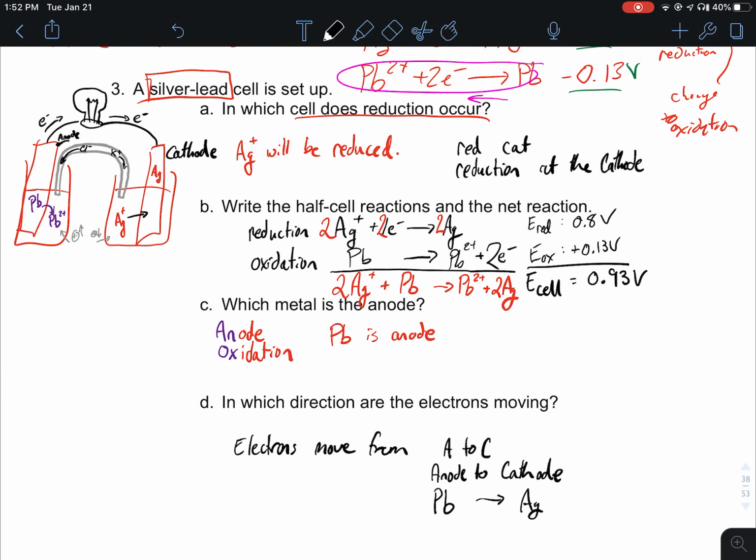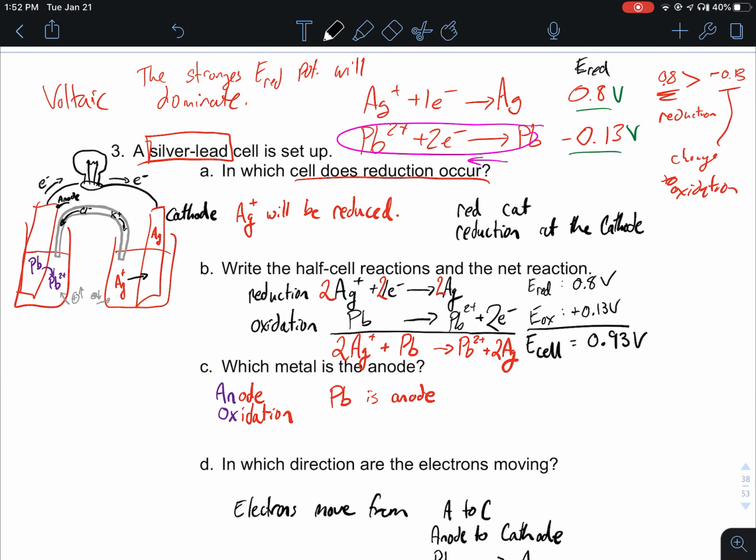So identify which one has the most powerful reduction potential, the most positive reduction potential. Invert the other metal half reaction to be an oxidation. Change the sign so that it's not the electropotential of reduction, but the electropotential of oxidation. And then add everything up, and you're golden. We can put little zeros here because these are standard.